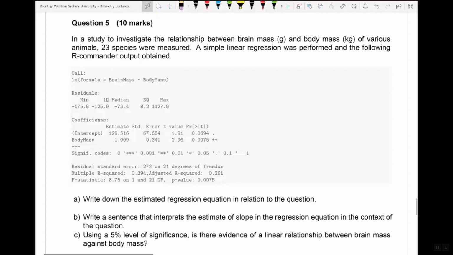Because if the slope equals 0, your line goes flat. It means that no matter what x is, y doesn't change at all. Y doesn't depend on x. It doesn't respond in changes to x. So if you do a test for whether or not the slope is significantly different from 0, you find evidence that there is a linear relationship between these two things. One is responding to the other. And we do have a very small p-value, 0.0075. So that was for part B.